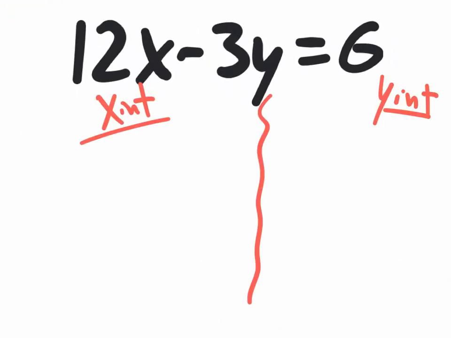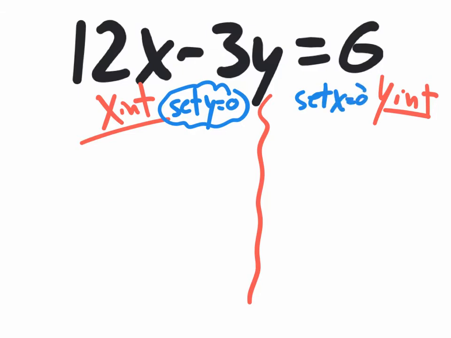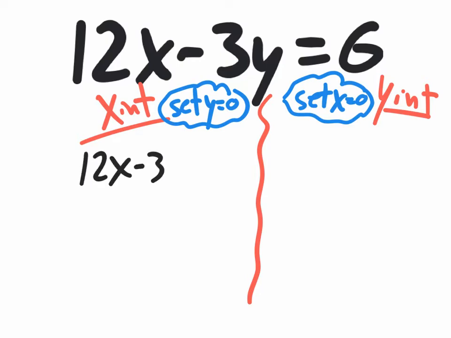So for the x-intercept, we must set y equal to 0 and solve. For the y-intercept, we have to set x equal to 0 and solve. So for my x-intercept, I need to set y equal to 0 and solve. It's going to say 12x minus 3 times 0 equals 6. So 3 times 0 is nothing. So you really have 12x equals 6.